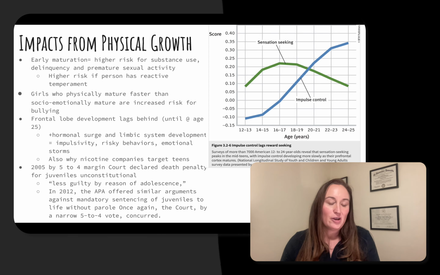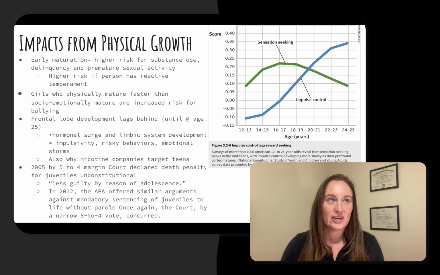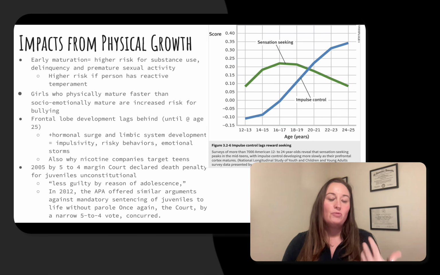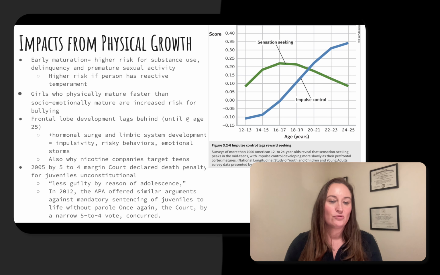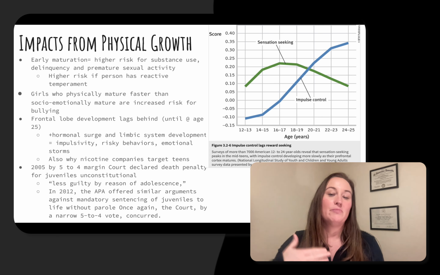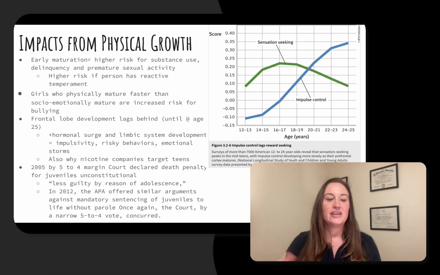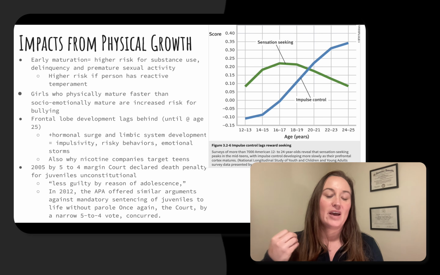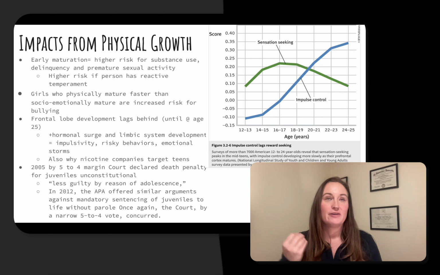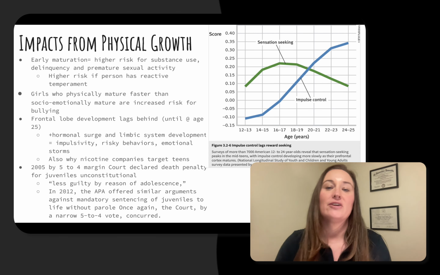Frontal lobe development, as you probably know, lags behind; it's not fully developed until about age 25, which means that impulse control, so you have the hormone surge, you have the limbic system developing, that emotional regulation is increasing, and so there is a higher risk to engage in risky behaviors.